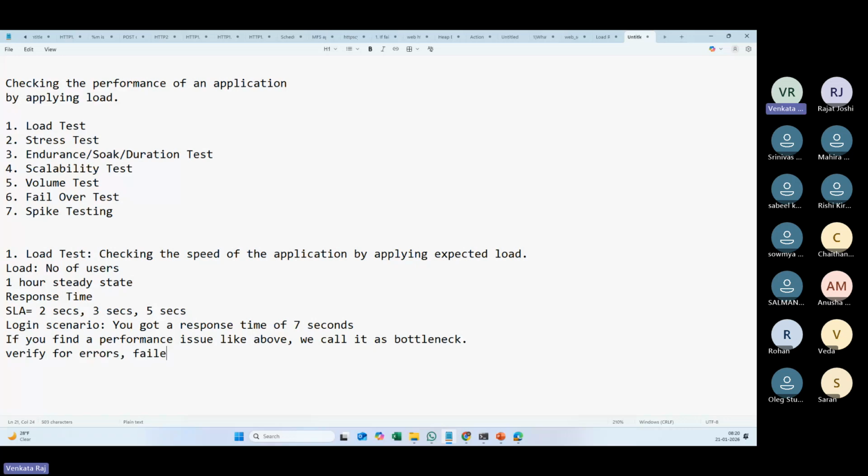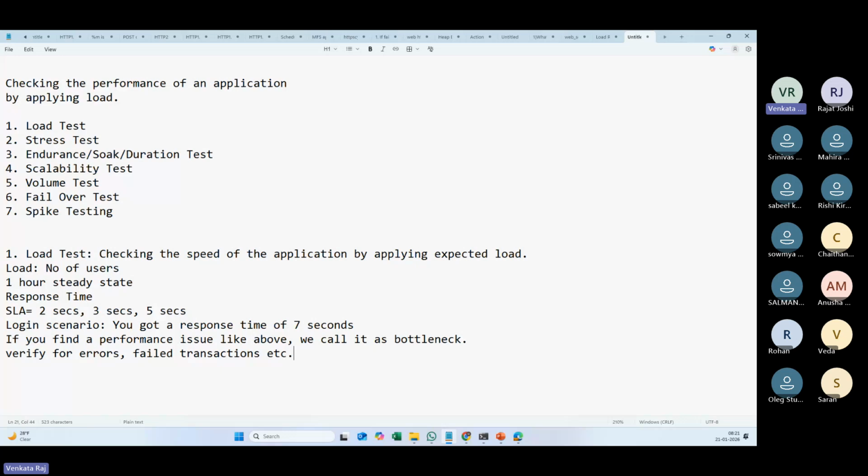failed transactions, etc. It's not simply about verifying the response times. We also see if there are any errors or issues during the performance test or load test.